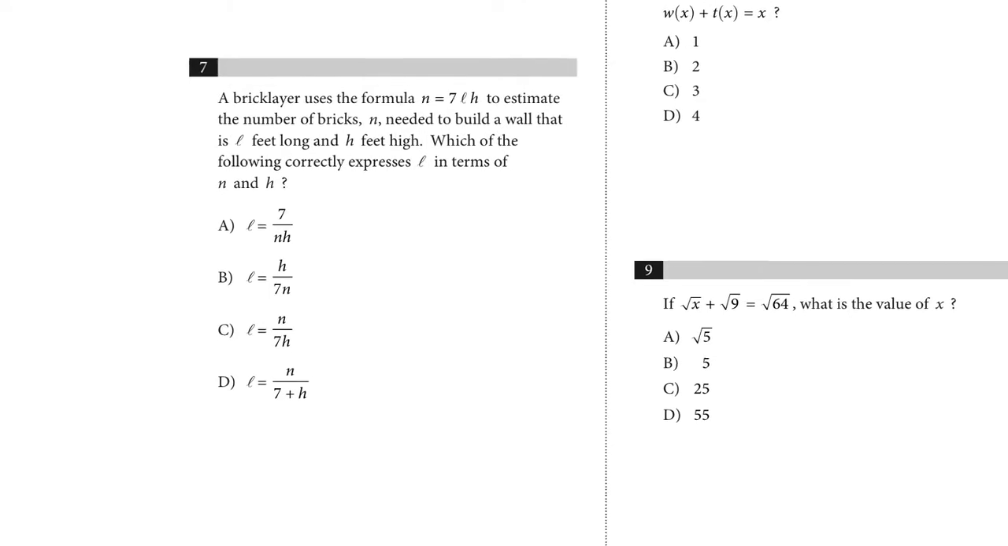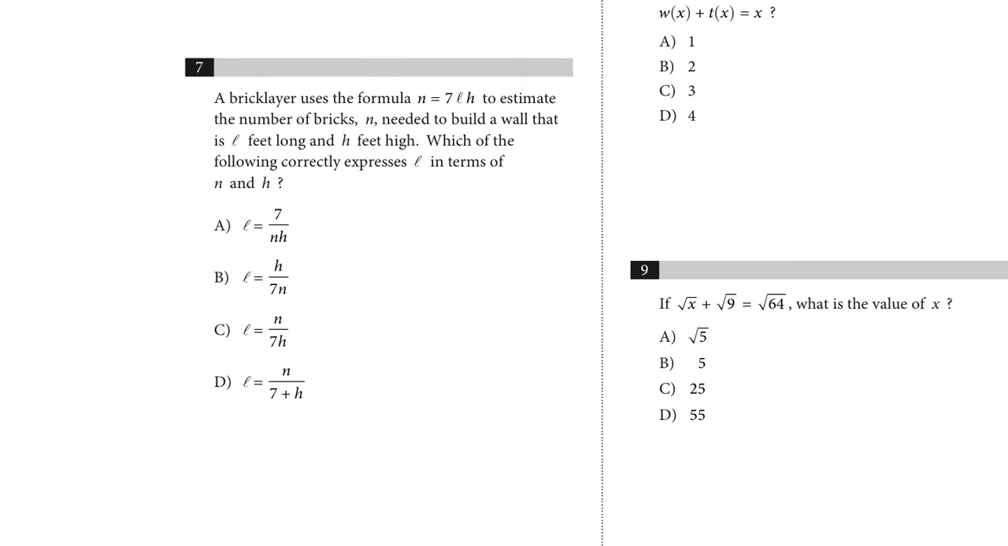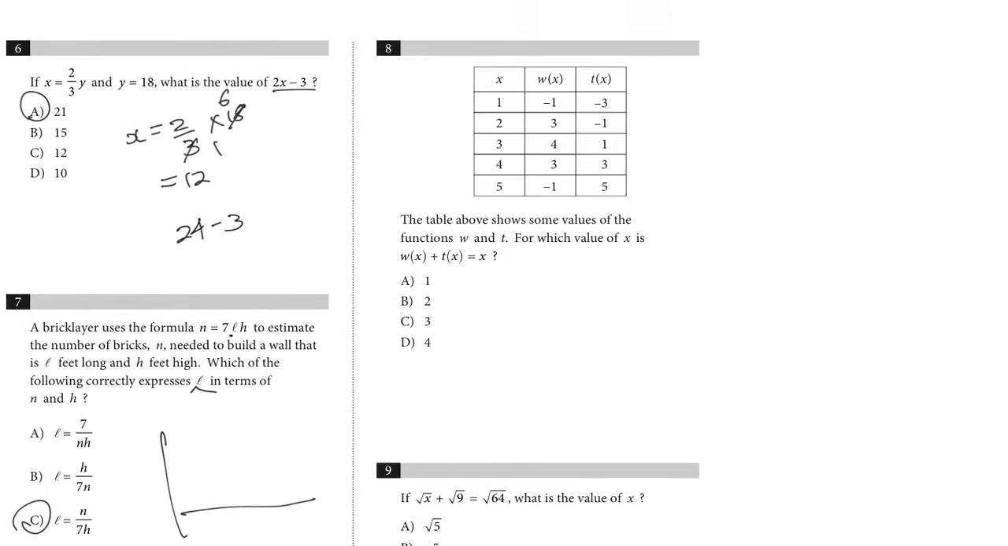The seventh one. A bricklayer uses the formula N is equal to 7LH to estimate the number of bricks N needed to build a wall that is L feet long and H feet high. Which of the following correctly represents L in terms of N and H? L in terms of N and H, so N over 7H is equal to L, right? Yeah, this one. Alright, let's go to the next one.